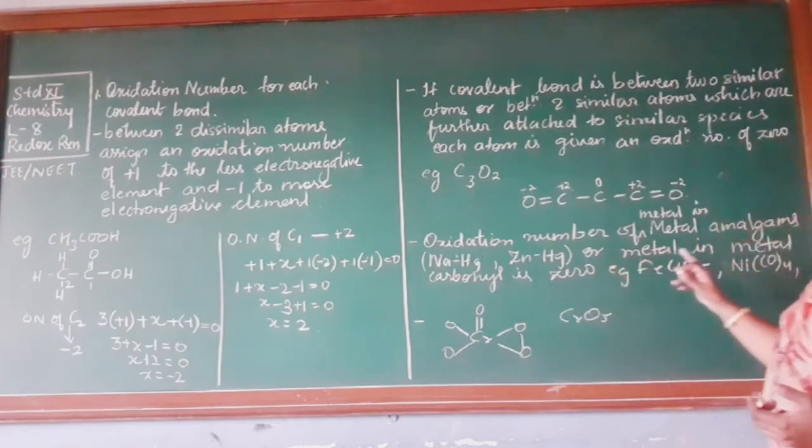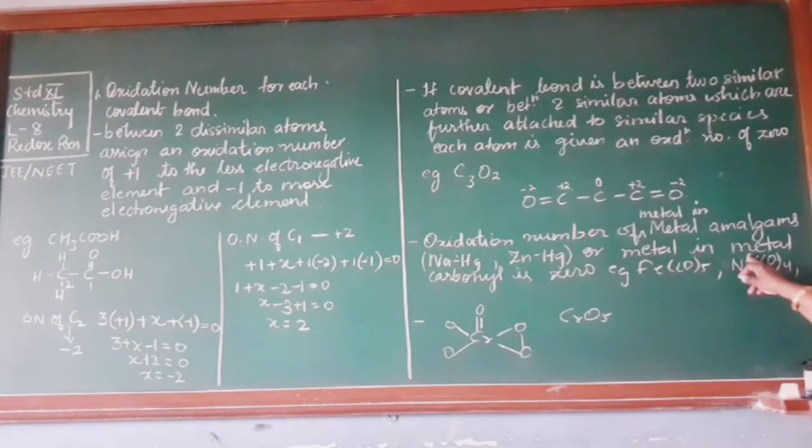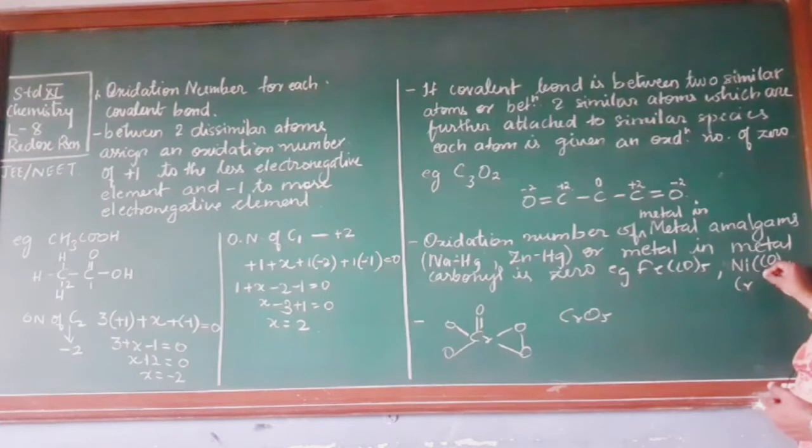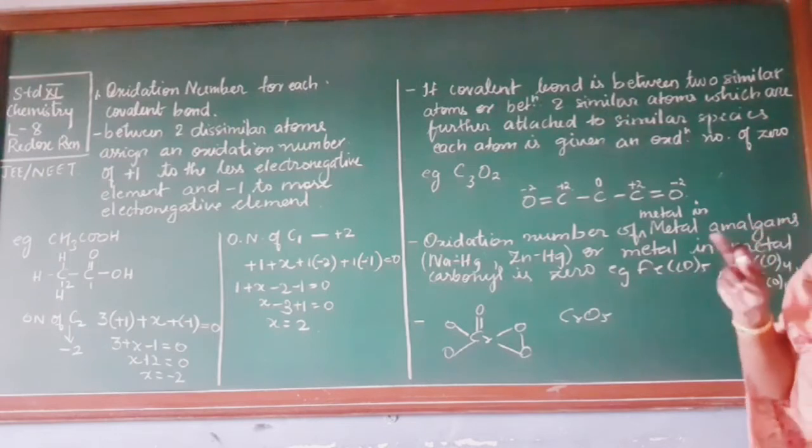Similarly, metals in metal carbonyls, like Fe(CO)5, this is Fe with 5 carbonyl groups bonded to it. Nickel with 4 carbonyl is nickel tetracarbonyl. This is iron pentacarbonyl. You can have another carbonyl like Cr(CO)6, which is chromium hexacarbonyl. In all of these, the metals have 0 oxidation state.